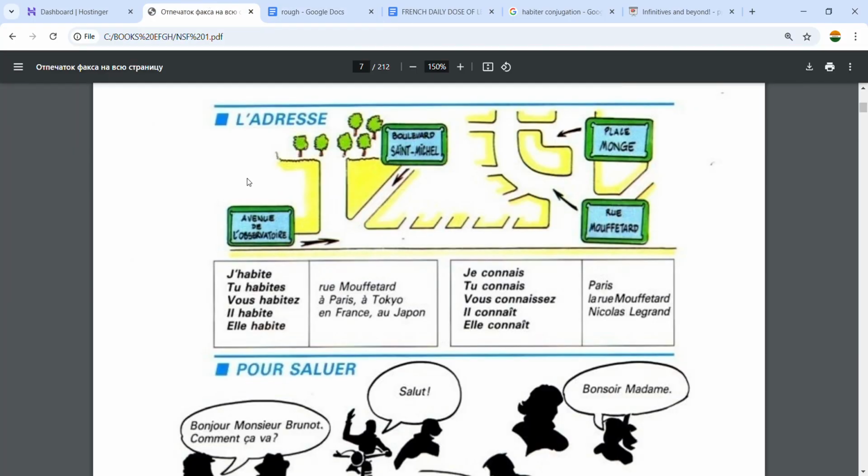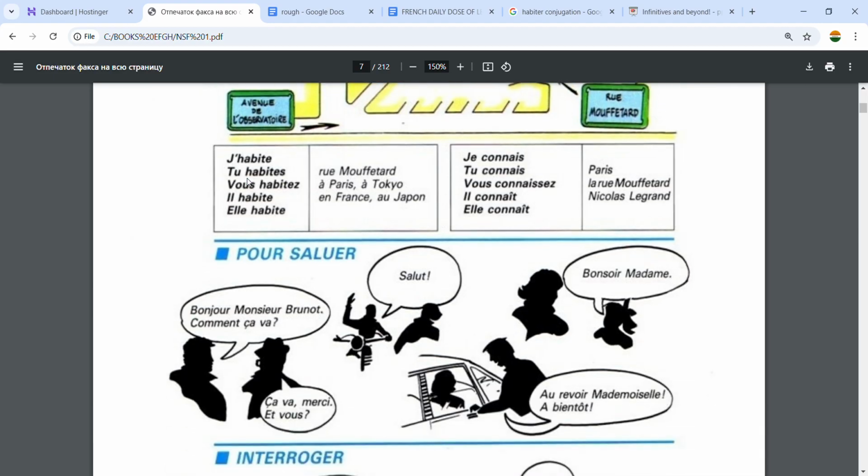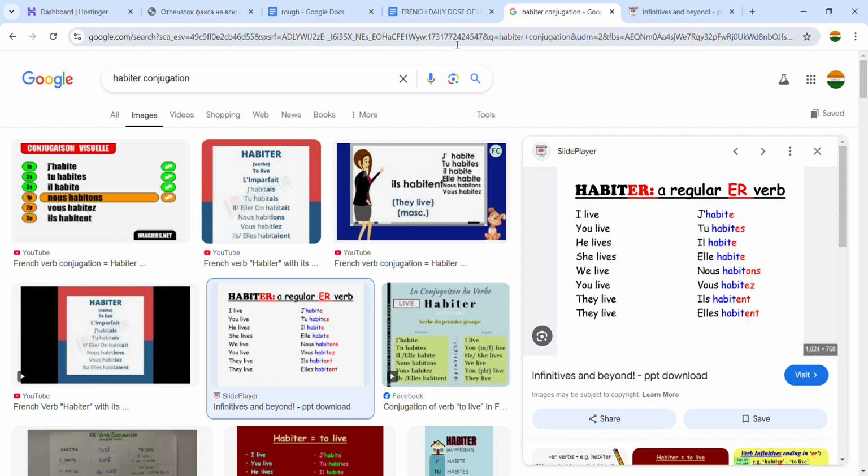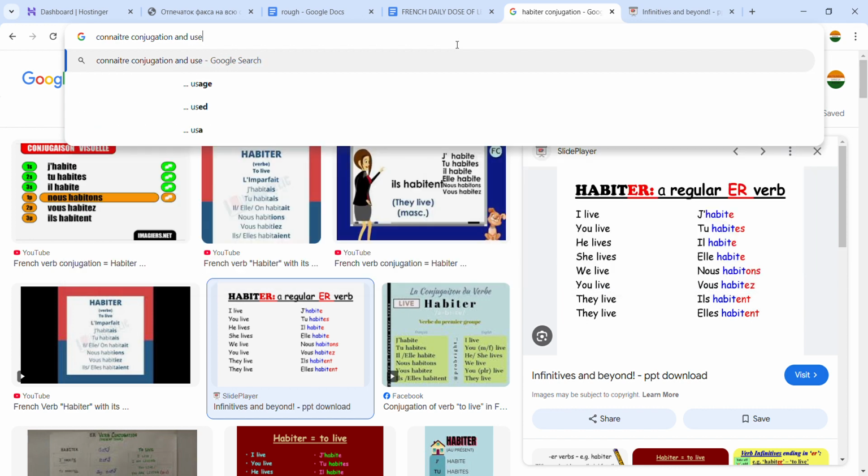So I hope you understood the concept and how we tell where we live. You can write in the comment section to practice as well. Now another verb we have is je connais, tu connais, right? This is coming from the verb connaître, which means to know. So now let me show you connaître, its conjugation and use.